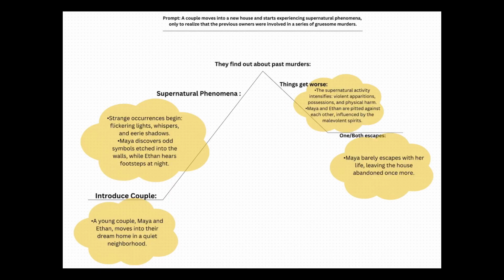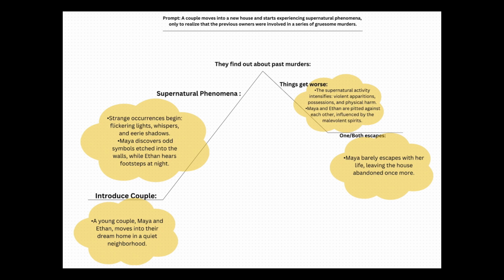Now, my falling action is going to be that things get worse. The results of them finding out about the past murders, things get worse. The activity in the house intensifies. They start to see figures. They start to become possessed. They start to see marks on their bodies.